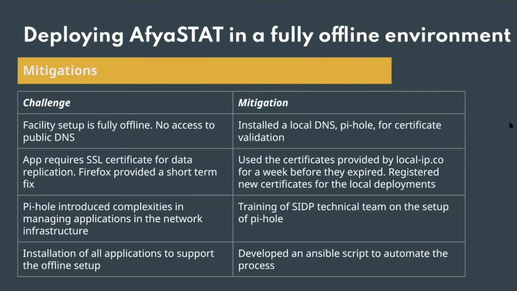The next challenge that we faced was that the app required SSL certificates for the data exchange. So we were able to get some certificates. The first certificates that I had mentioned that we got from the community were provided by localip.co. Unfortunately, these certificates usually expire after 3 months. When we were doing our first setup, it was just a week before they expired, and they expired. Relying on this, you need to wait for them to renew the certificate so that you can continue. But the mitigation was just to register new certificates for the local domains. So we got some local domains, registered them, and got some SSL certificates.